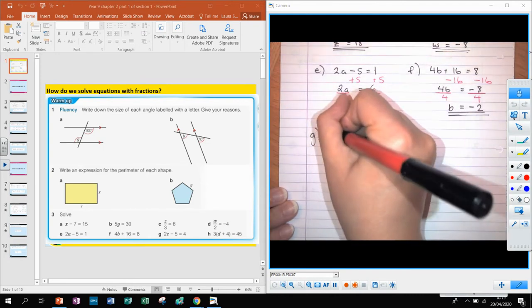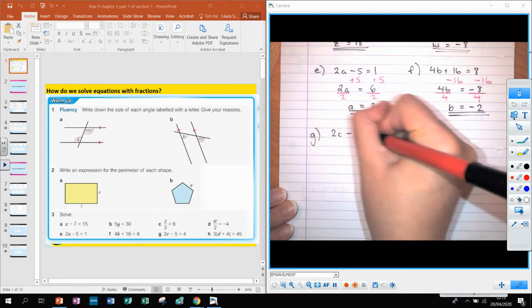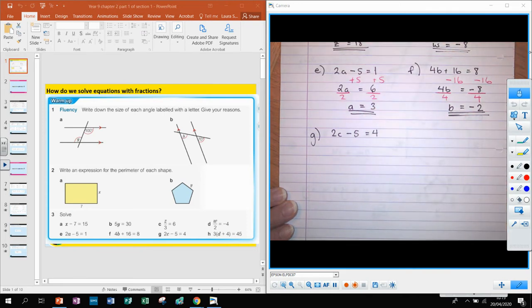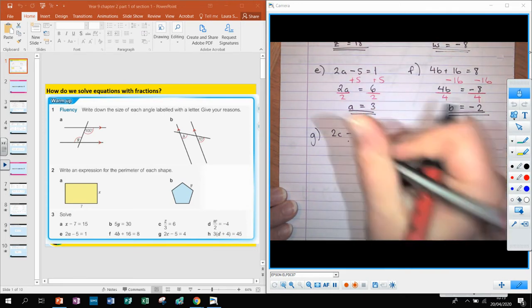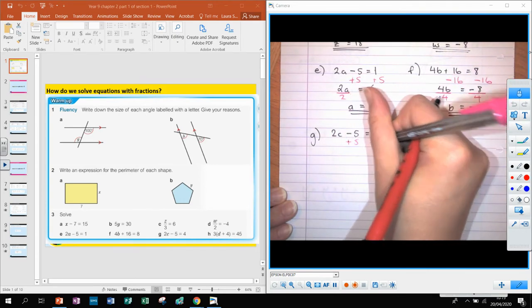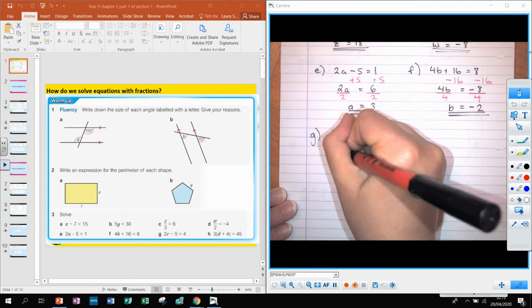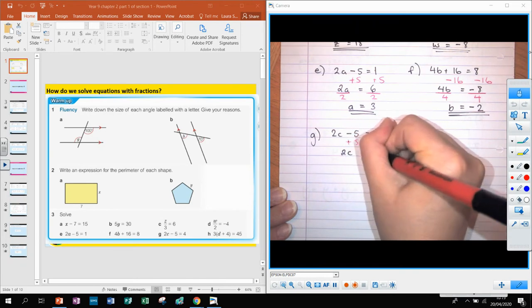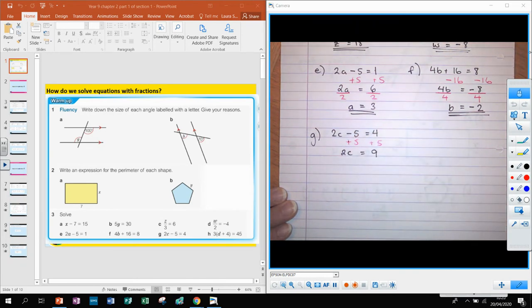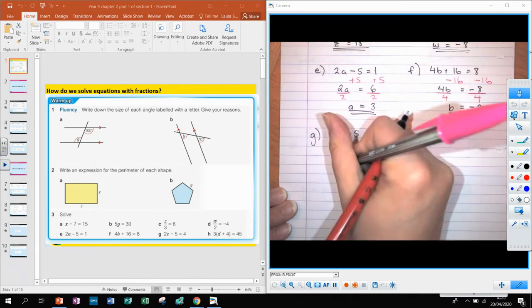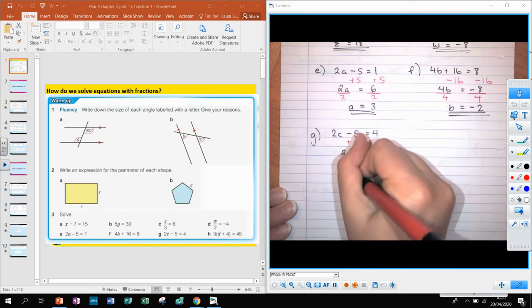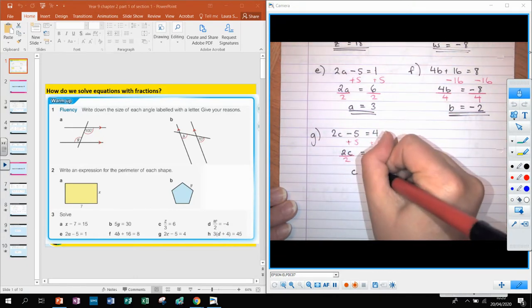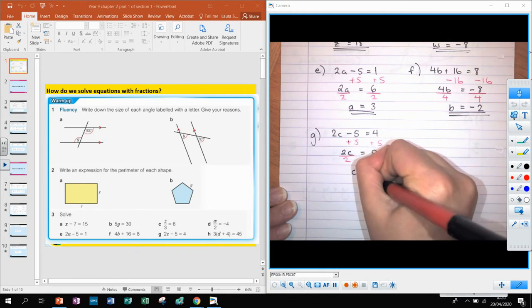Okay, part G, we have 2c minus 5 is equal to 4. Okay, so we're going to add 5 to both sides. Let's use a different color to help you. There we go. And we get 2c is equal to 9. Okay, we then divide by 2. And that gives us c is equal to 9 over 2.